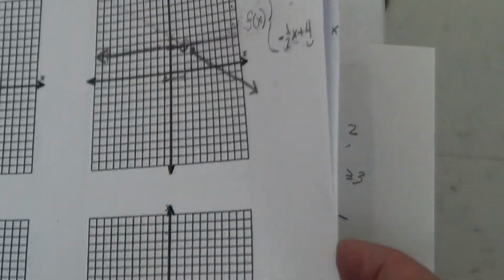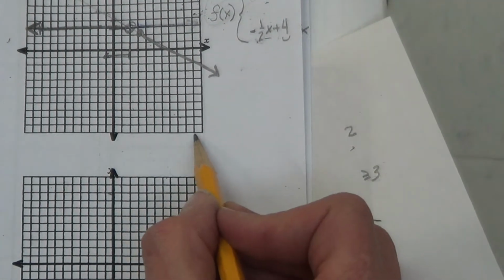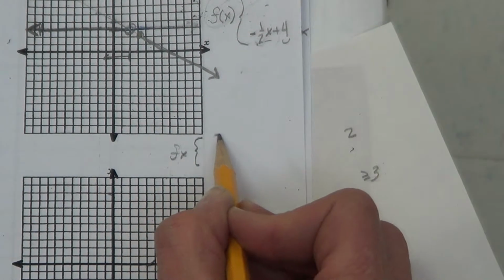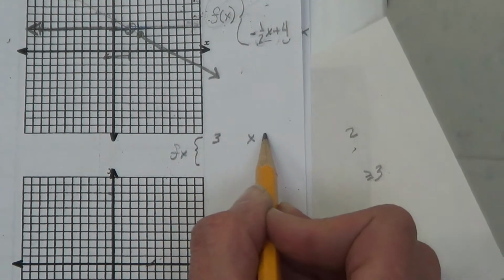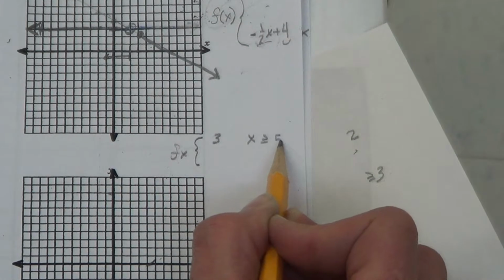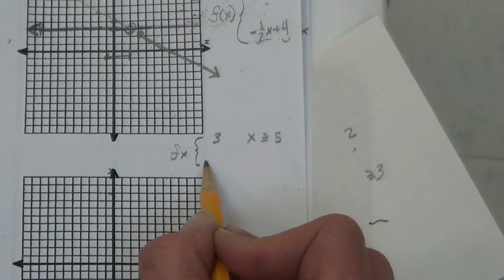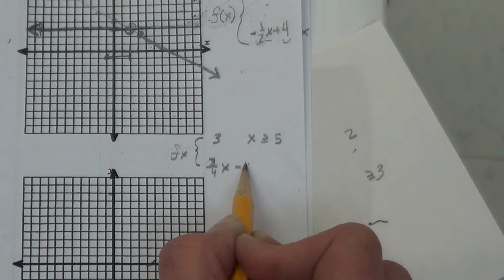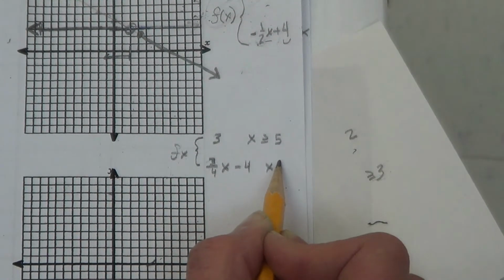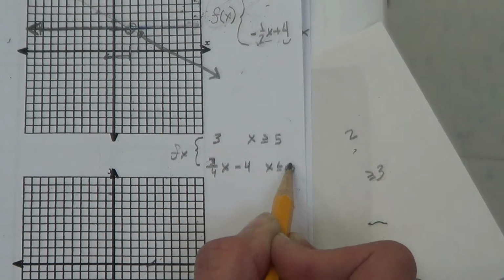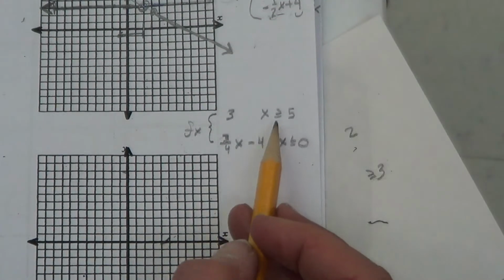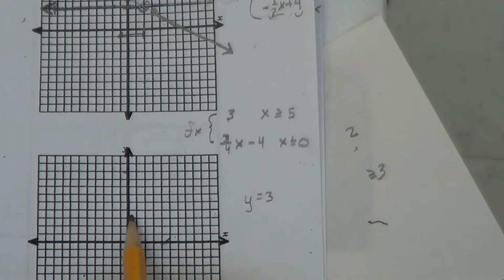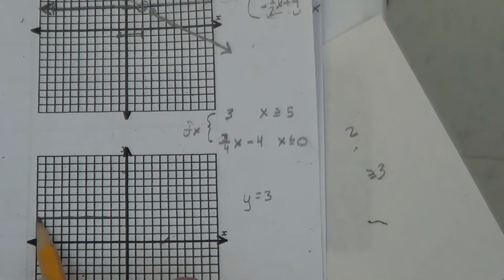I will do one more, very quick one, to try to fit it in this area. f of x is equal to 3, and let's say x is greater than or equal to 5. And then let's do 3/4 x minus 4, and x is less than or equal to 0. So the first line, f of x is 3, that's the same as y equals 3. So we'd come to 3 on the y-axis, cut right through there.